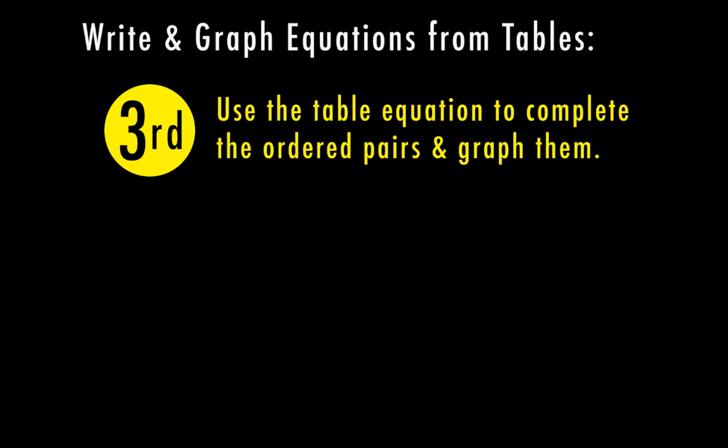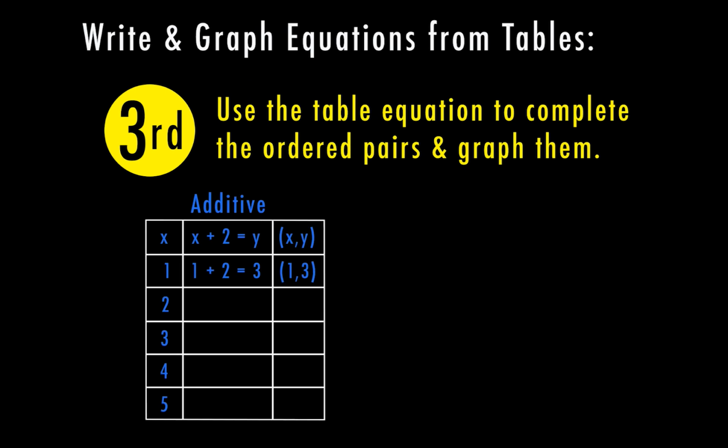Now sometimes we have a table and we need to use that table and the equation to complete the ordered pairs, and then we can graph them. So let's look at our table here. This table is an additive relationship because you notice I'm adding 2 to x to get my y every time. So let's fill in the rest of the table. So here I'm going to plug in, instead of 1, this time I'm going to plug in a 2. And 2 plus 2 equals 4. So now let's write our ordered pair. So that means that if my x value equals 2, my y value is 4. And then we can do the same thing for the others.